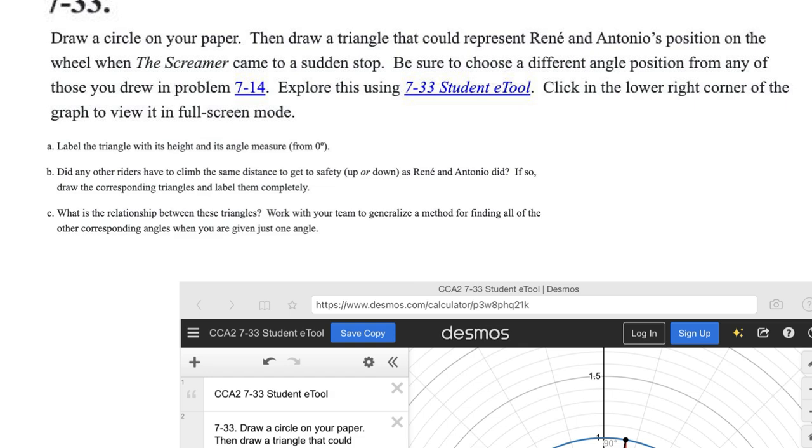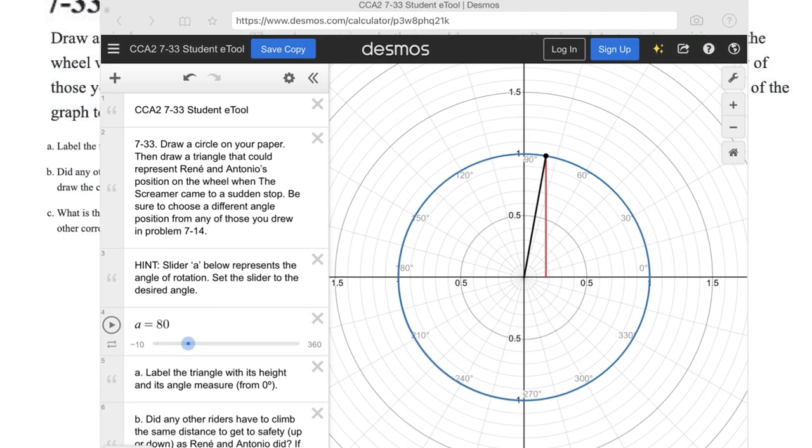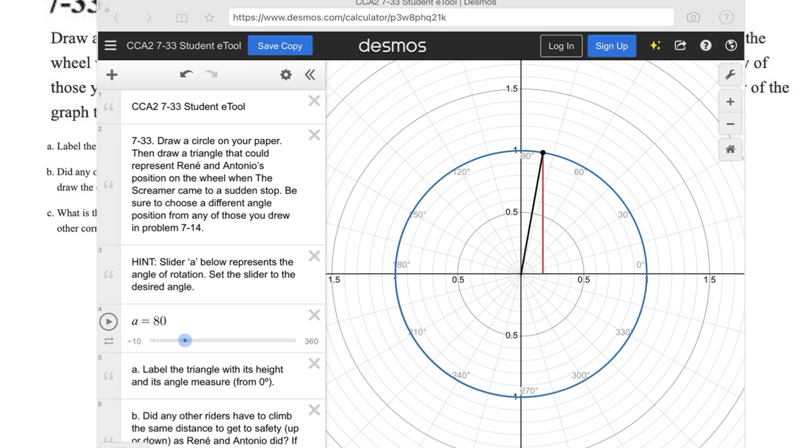Let's take a look here, see how awkward I can be when I am trying to click on this stuff. So here's the student e-tool. We've got our circle right here. Then we're going to be able to drag this slider here, and that'll change and go to any position. You can see that it goes up to 360. So this will go all the way through and create triangles the whole way around the circle, and even go down to a -10, so it could go backwards a little bit too.